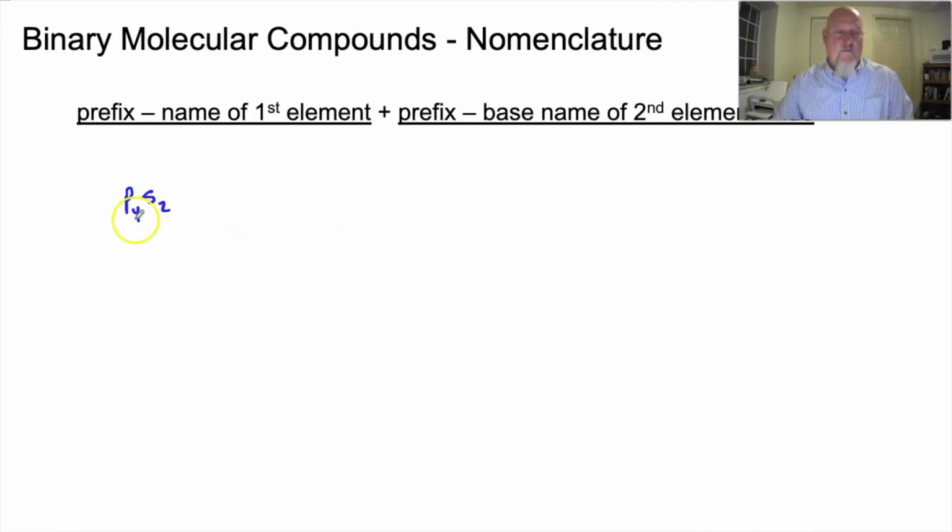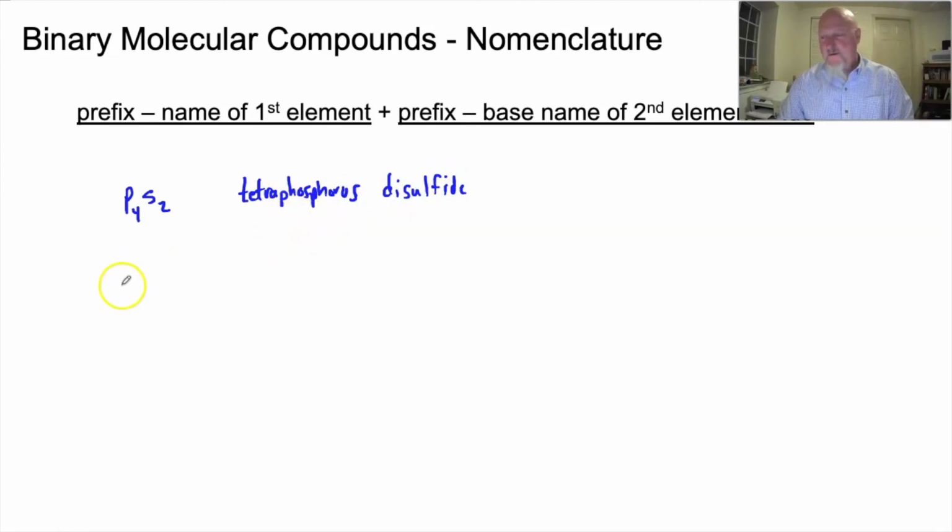So tell me how many of the element there are using the prefix. So 4 is tetra, and that's phosphorus. So tetraphosphorus. And then there's 2 sulfurs. So disulfide. So tetraphosphorus disulfide. P4S2. So if you get the name, it's pretty easy, right? Because it tells you how many of each and which element there is.